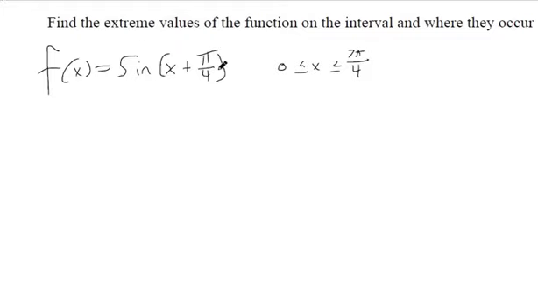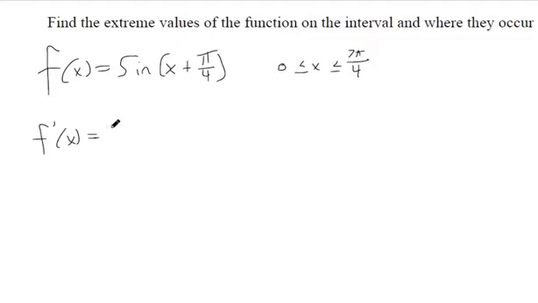We're asked to find extreme values, so that means we want to take a derivative. Wherever the derivative fails to exist, or wherever the derivative equals zero, those are critical points. Critical points are important because they tell us potential maxes or mins. Maxes and mins can only happen at critical points if it's a continuous function, or at the endpoints.